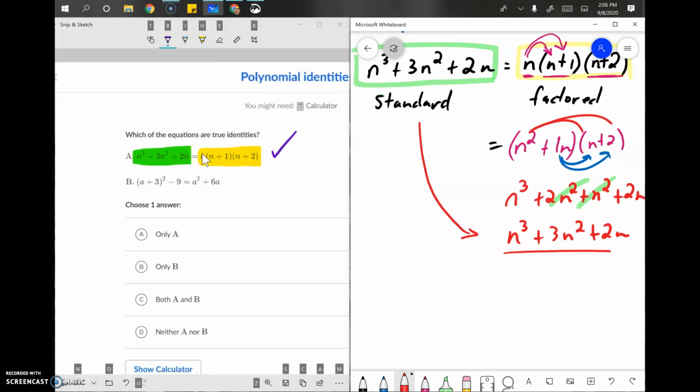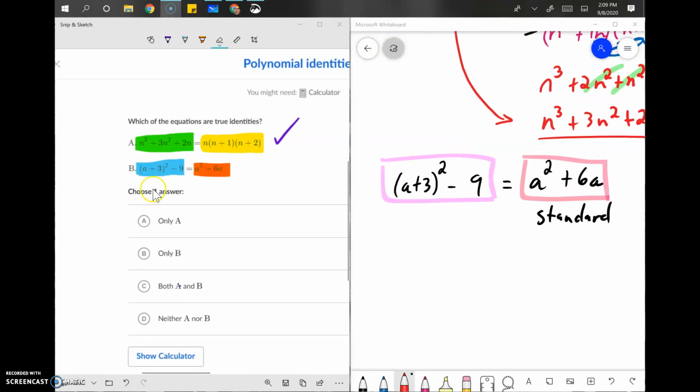Let's look at equation B. The blue expression, we've got the red. We're going to compare these two. When we look at these both, the one on the right is in standard form clearly, and the one on the left is not necessarily in factored form. But if we multiply this out, then we can compare to see if it looks like the one on the right. So we've got a plus 3 squared. This is a perfect square.